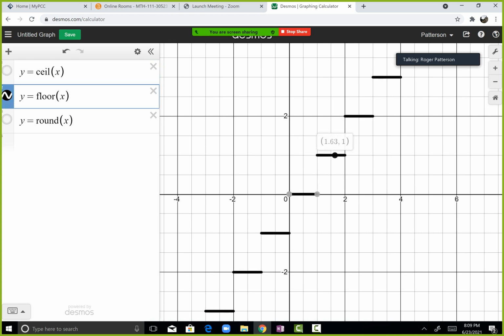What is floor doing? Nearest integer below it. Same thing. Okay, so nearest integer below it. Okay, so it's rounding down. Now, it kind of makes sense to us because ceiling's obviously up and floor is obviously down. So that's why Desmos called them what they are. Ceiling is rounding up and floor is rounding down.